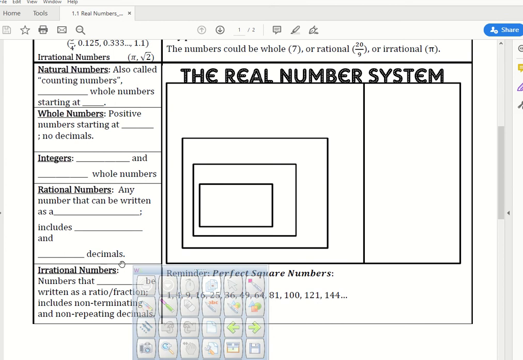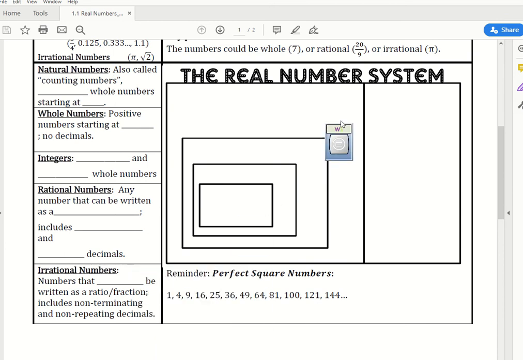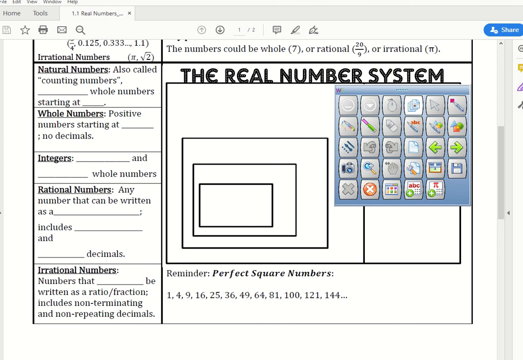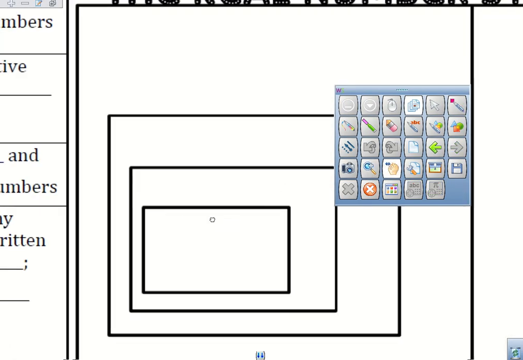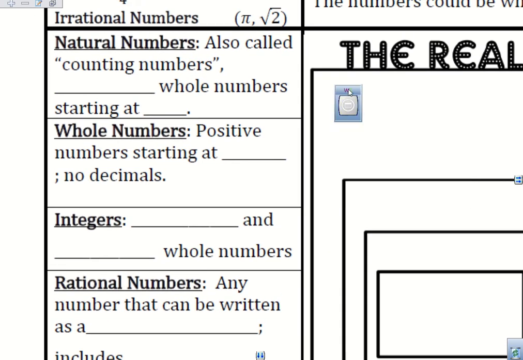Let's go ahead and start with this box to the left. Let's just get some of our key vocabulary down. Natural numbers, also called counting numbers, are positive whole numbers, starting at 1. So they're called counting numbers, like when you're a little kid and you first learn how to count, it's just 1, 2, 3, 4, 5, and so forth. Those are our natural numbers.